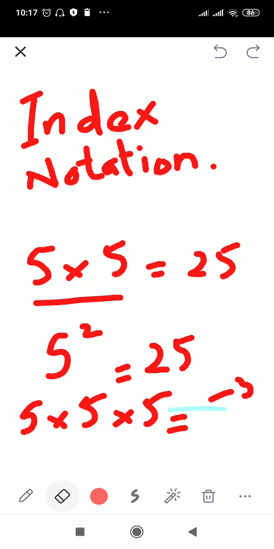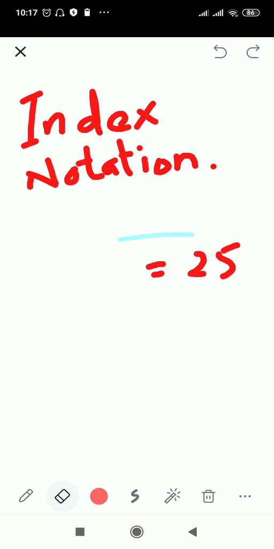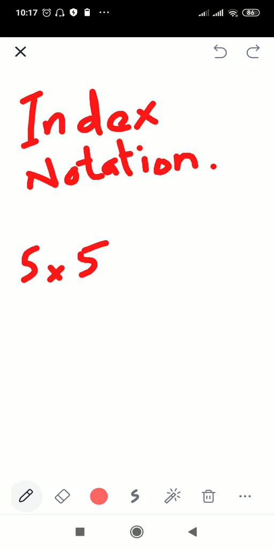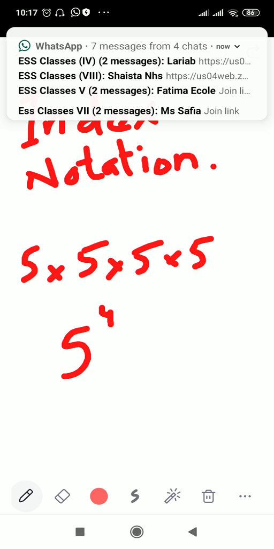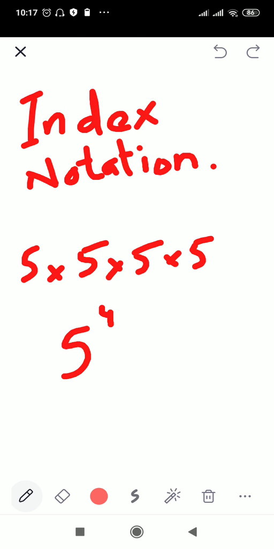Now what happens if you have 5 times 5 times 5 times 5? We can write it as 5 like this. It is 4 times, so we are going to read it as 5 to the power 4, all right? We cannot read it as cube or square. If it is square, we read it as 5 squared. If it is cube, we read it as 5 cubed. But if it is more than that, we read it as 5 to the power of 4.